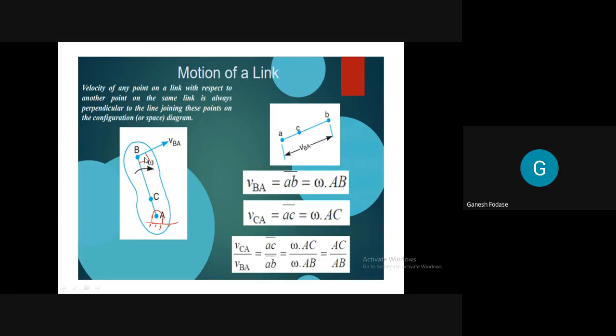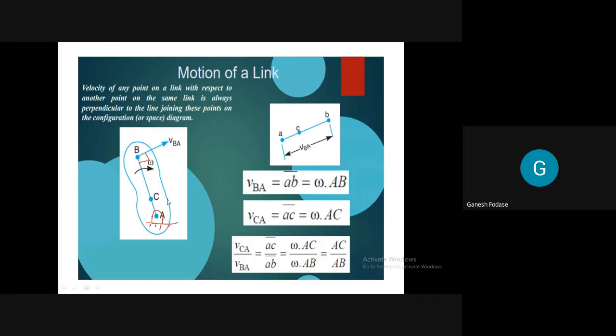So it is clear to you that the velocity of B with respect to A must be perpendicular to the link. Why? We'll see later. Now remember the point: whenever we are finding the velocity of one point on a link with respect to another point on the same link, it is always perpendicular to the line joining these points on a space diagram, or configuration diagram. We'll talk about that later. So the conclusion is that the velocity of a point on a link must be perpendicular to that link.